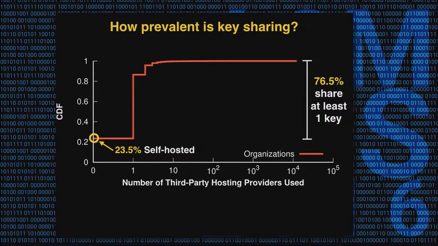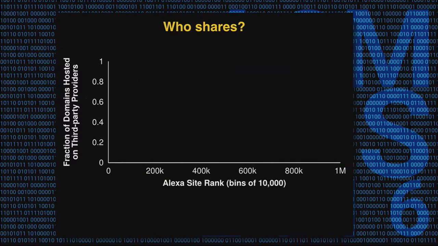But a logical question to ask would be, who is sharing? Is it the sensitive websites that we care about, like banks or social media accounts? Or is it just going to be smaller websites? So to gain some insight into this, we looked at this distribution now in terms of website popularity across the Alexa top 1 million domains. And what this plot shows is that for each group of 10,000 domains, what fraction of those in the bin used at least one third party to host their certificates?